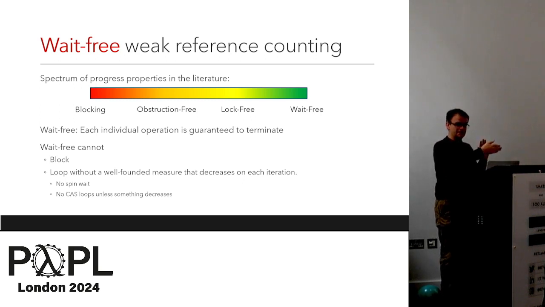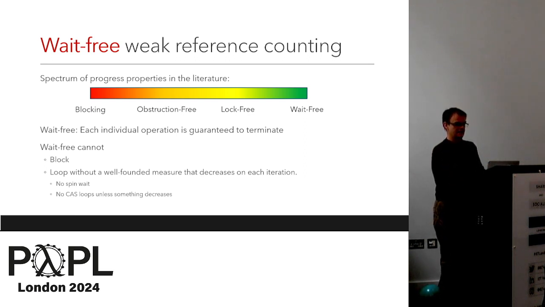And then you gradually build up more and more progress properties. You've got obstruction freedom, which lets some stuff make progress if everyone else stops, and lock free is a bit stronger. And weight free is like the best. Weight free, it actually works. It terminates, right? Independent of what anyone else is doing.